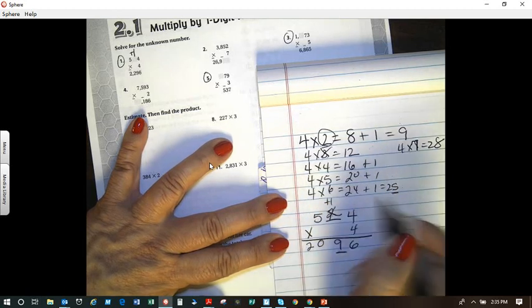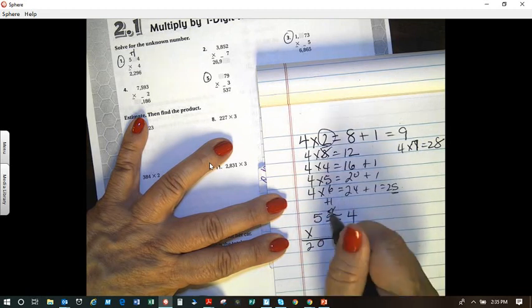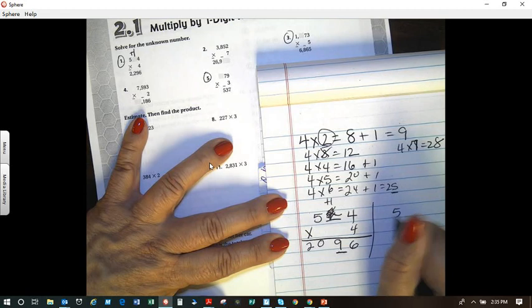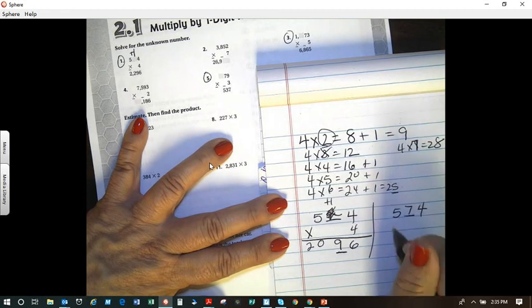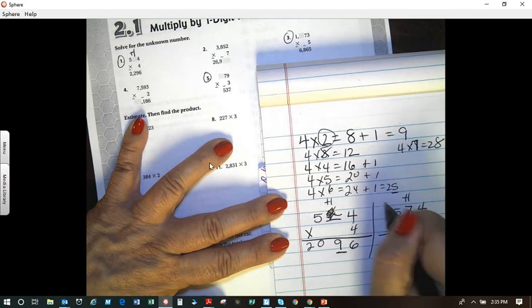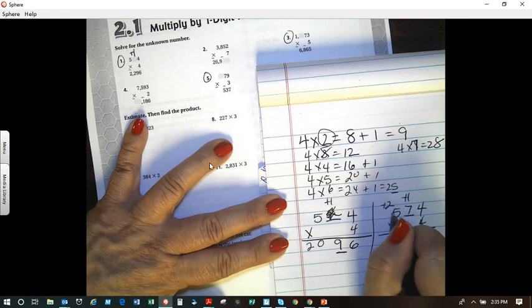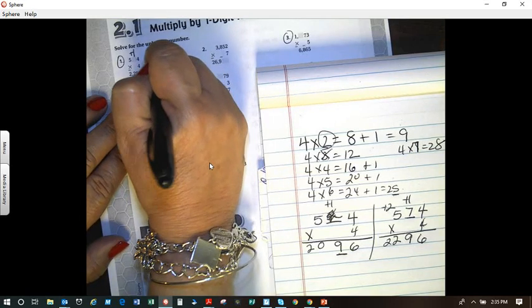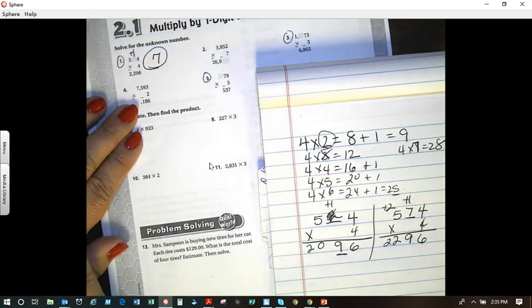Whoops, that may work. So I have, let me rewrite that out here, 5, 7, 4 times 4. 4 times 4 is 16. Regroup my 1. 4 times 7 is 28, plus 1 is 29. Regroup my 2. 4 times 5 is 20, plus 2 is 22. So the unknown number is 7. All right, so now I know that.